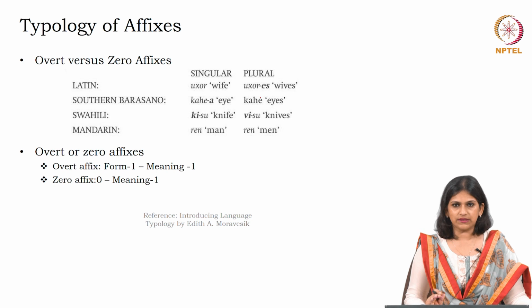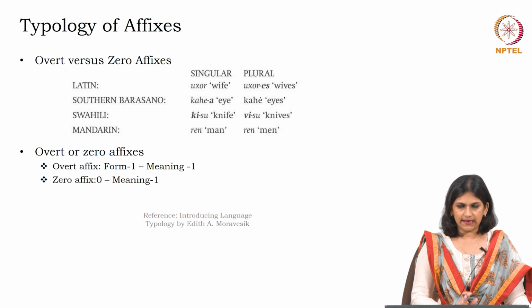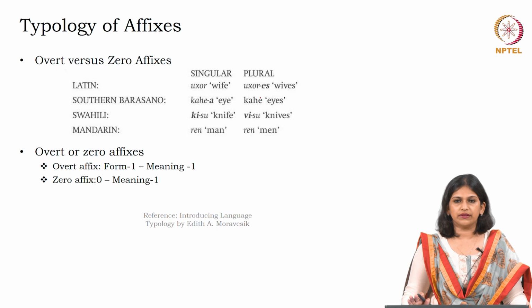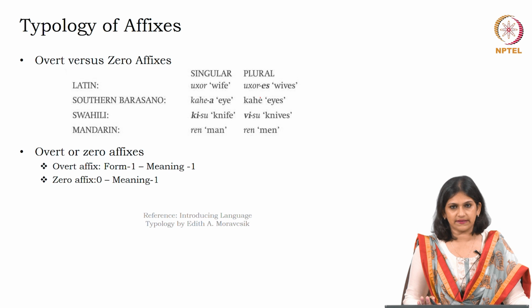So you could see now overt affixes, at least in Latin and in Swahili, also in Southern Barasano, with a different order, with a different form. In this case, the singular noun has an overt marker, but the plural noun doesn't have one. But in the case of languages like Mandarin, the affixes are zero affixes as far as pluralization is concerned.